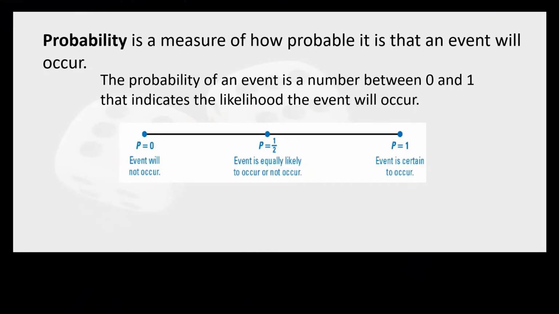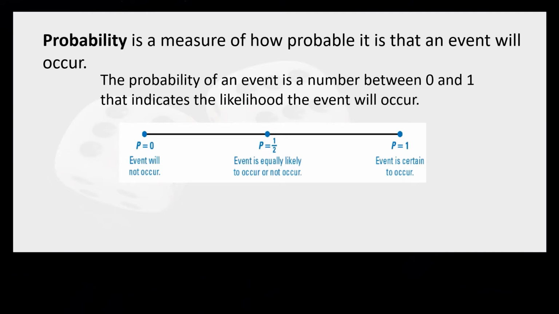Let us recall the previous lesson. Probability is a measure of how probable it is that an event will occur. The probability of an event is a number between 0 and 1 that indicates the likelihood the event will occur. So ibig sabihin, if the probability is equal to 0, then the event will not occur. Ibig sabihin, it will not happen. That is what we call an impossible event.